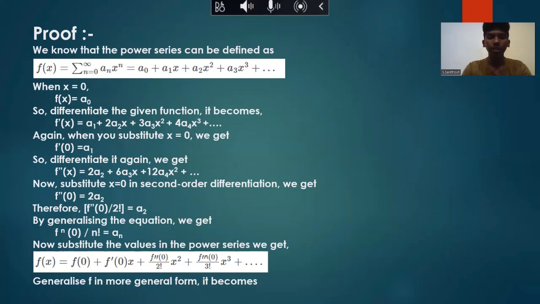So by generalizing the equation, we get the nth differentiation of f at 0 divided by n factorial equals an. So when you substitute all these values in the power series, this is the form that you get, and this is what is called the Taylor series.